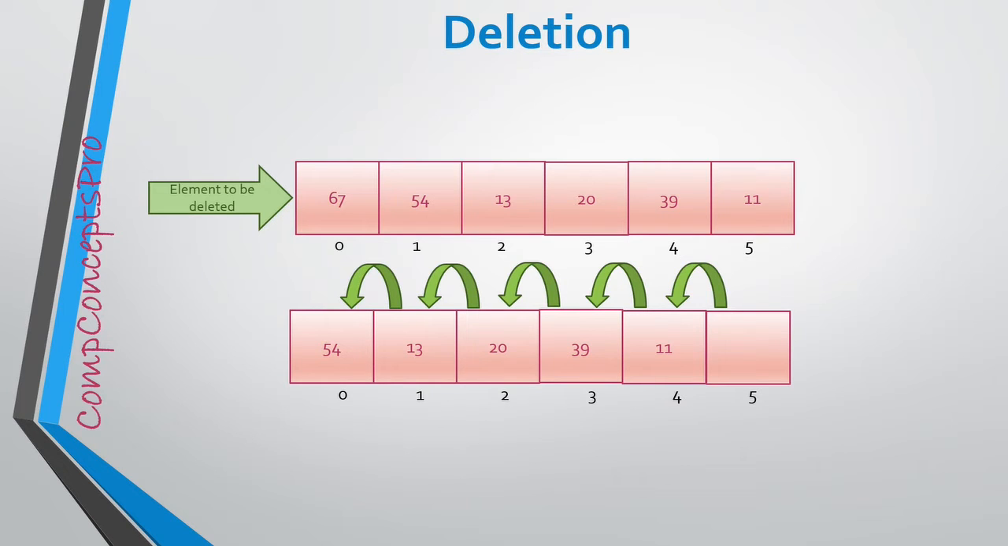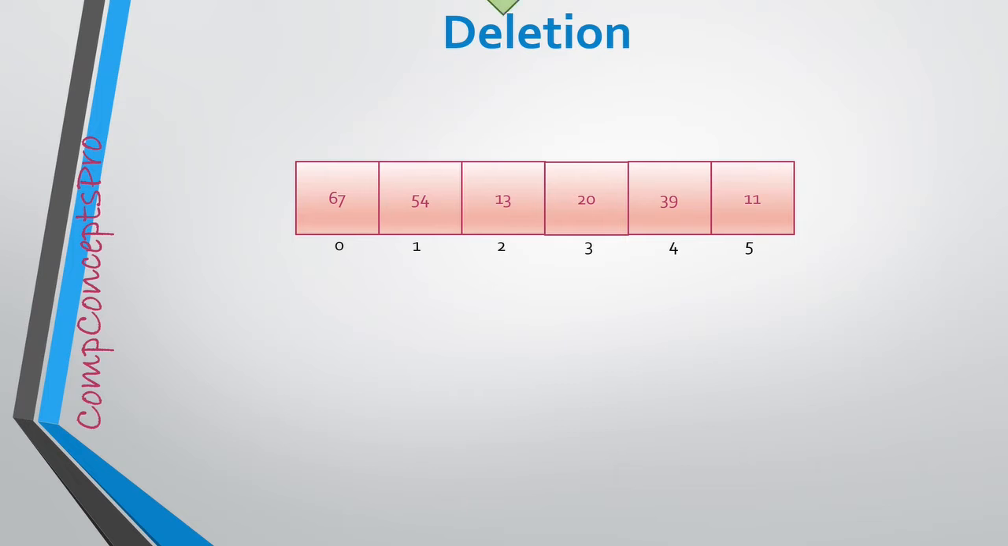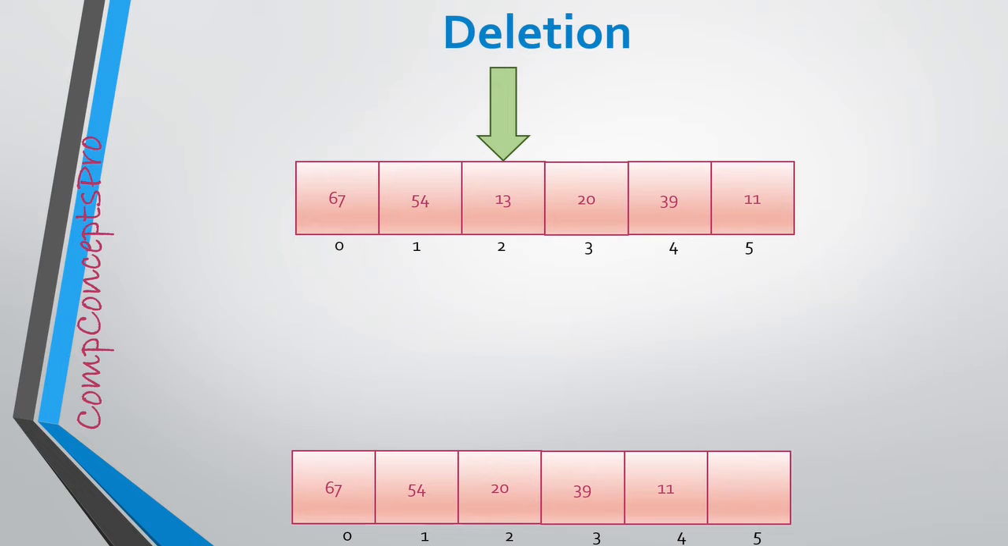Let's see it in another way. Let's say this time we want to delete the element at index position 2. So this is the resultant array. The elements at index position 0 and index position 1 have stayed intact, but after deleting the element which was at index position 2, which was 13, the elements which were at the succeeding index positions have come to the previous index positions, like 20 has come from 3 to 2, 39 has come from 4 to 3, and like that.